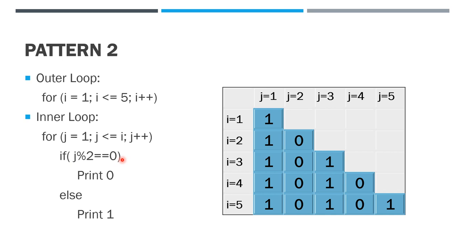If it is divisible, the remainder will be 0. That is true, so you are going to print 0. If it is false, that means the j value is an odd number, so it prints 1. So this is the concept. Now you are going to check the program in BlueJ.